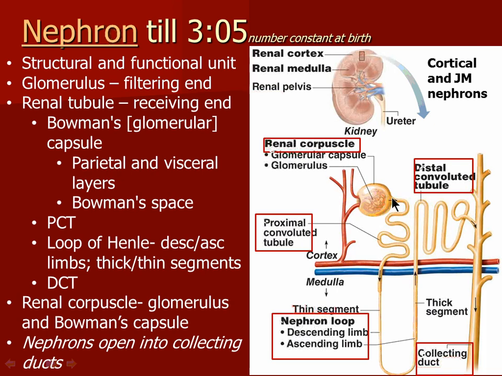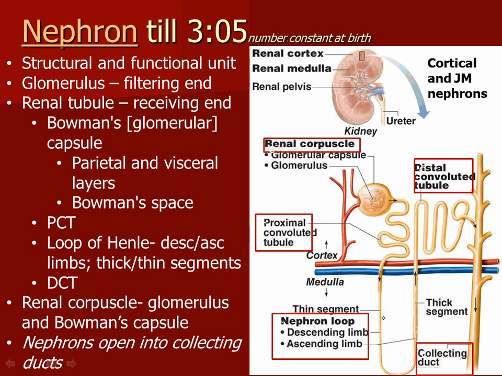From this Bowman's capsule, the next part is a highly convoluted part of the renal tubule, which is known as the proximal convoluted tubule. Because it's present proximally, it's called proximal convoluted tubule. This tubule then dips down, and can you see it kind of forms a hairpin bend, like a loop. So this is known as the nephron loop, or also called the loop of Henle, after the person who discovered it. Since this loop goes down and then travels up, the part which goes down is called the descending limb, and the part which is going up is called the ascending limb.